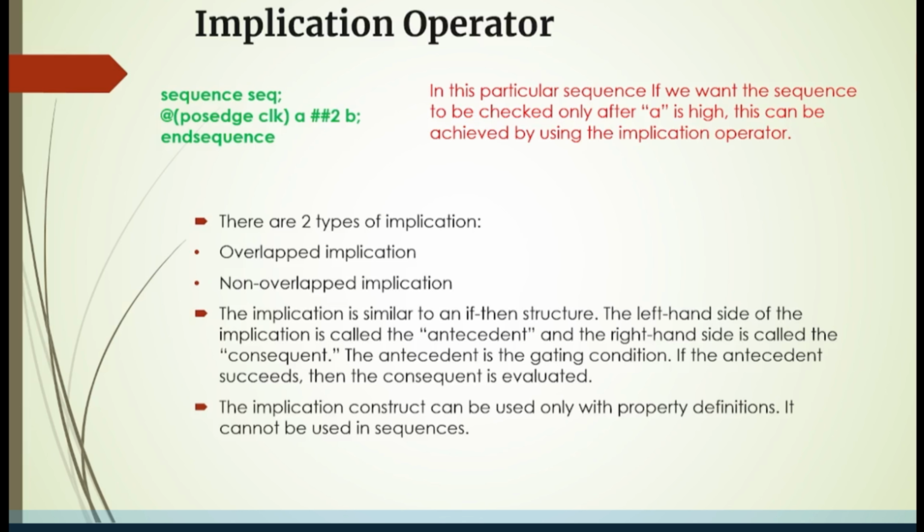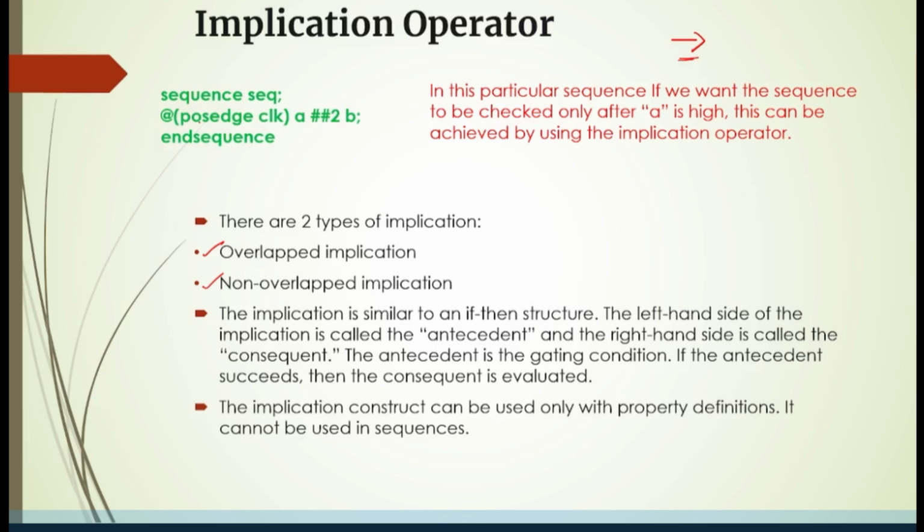I think you have already seen this implication operator while we were talking about OOPS concepts. The implication operator is denoted by a dash and an arrow symbol, just like an arrow. In System Verilog assertions, you have two types of implications: overlapped implication and non-overlapped implication. What is the difference between them? We are going to see this today in detail.